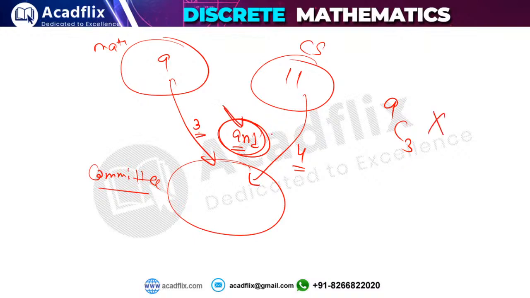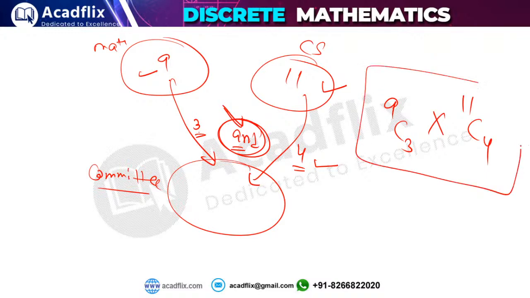AND means multiplication. Remember the product rule, because of AND this multiplication will come. Out of 11 faculty you need to select 4 faculty. From these 11 you need to select 4, from these 9 you need to select 3. So this will be your answer. So these many committees you can make.